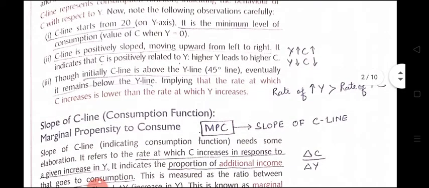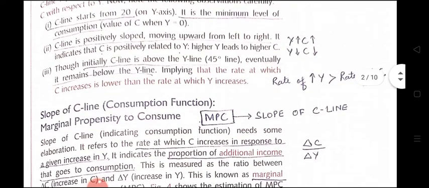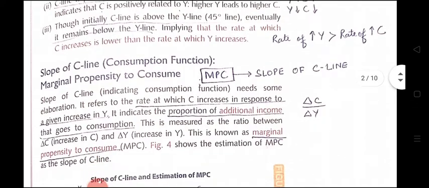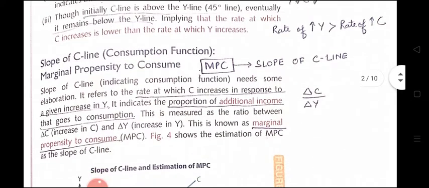So basically there are 3 points we need to remember here. Firstly, even at 0 level of income, there will be some amount of consumption. Secondly, C will always be in relation to Y, that is, there is a positive relationship between income and consumption. If income is increasing, consumption will also increase. If income is declining, consumption will also decline. But the rate of increase in income will always be more than the rate of increase of consumption.